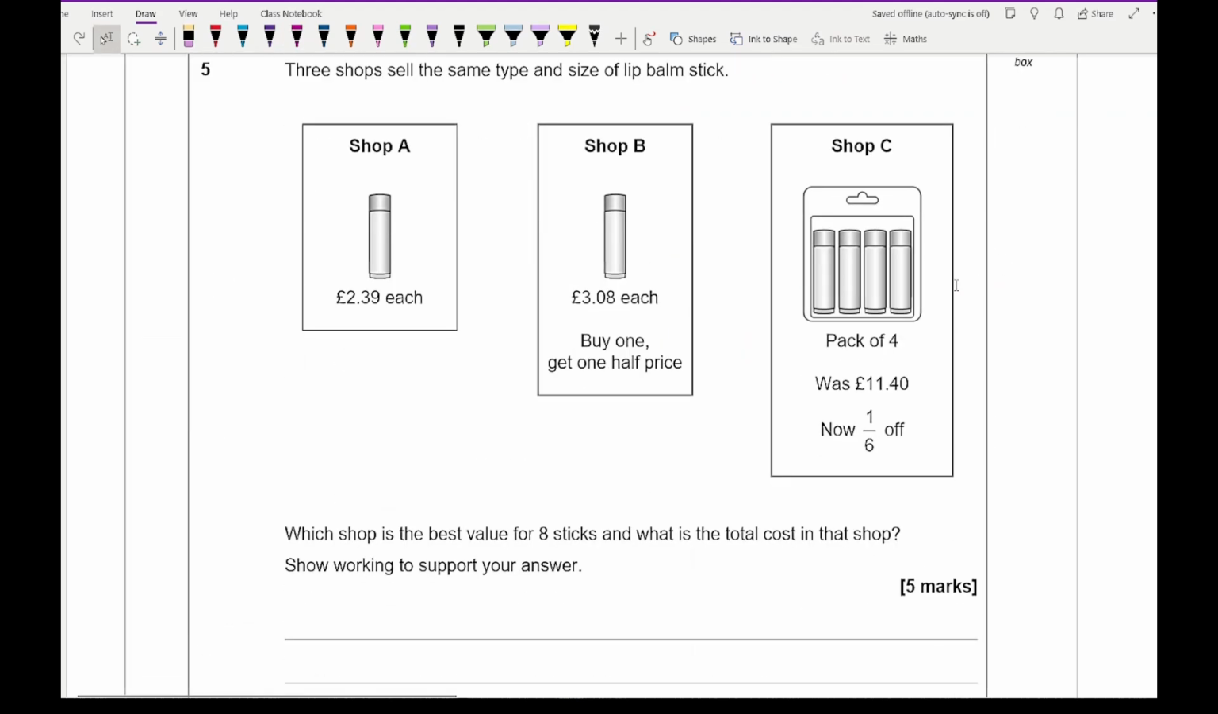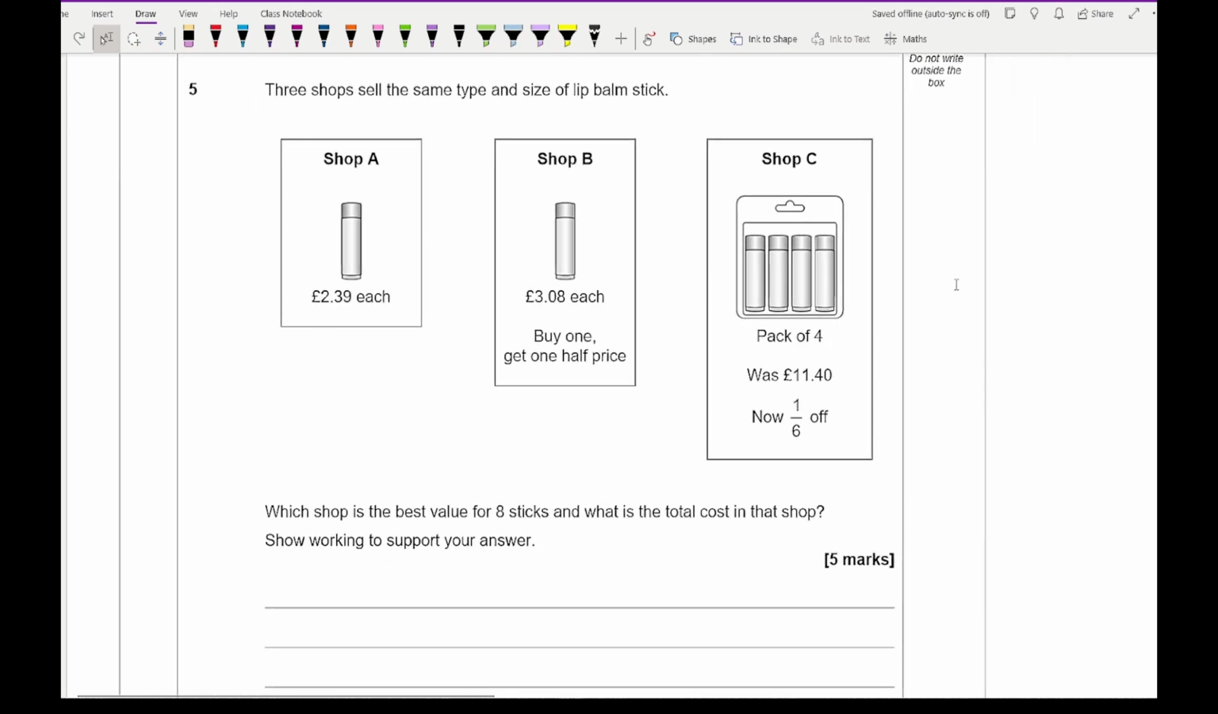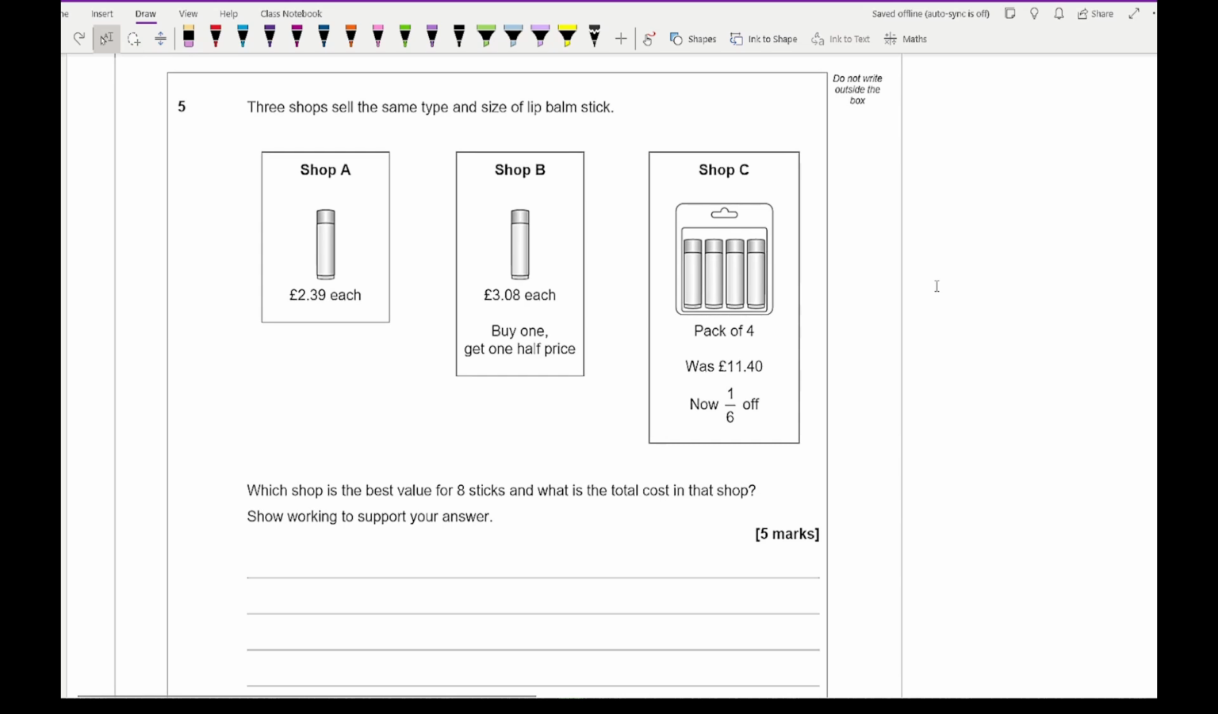Then moving on to question 5, it says 3 shops sell the same type and size of lip balm. Which shop is the best value for 8 sticks, and what is the total cost in that shop? It says to show your working to support your answer. So what we need to do is work out the price of buying 8 lip balms from each of these shops.